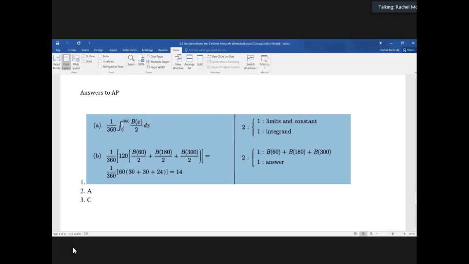What they were looking for is the average value, so that's 1 over B minus A, from 0 to A, and then all you had to do was give them the integrand, which is B of x over 2 and dx. And then down in part B, you can definitely see that that's a Riemann sum. Then number 2 was A, and number 3 was C.